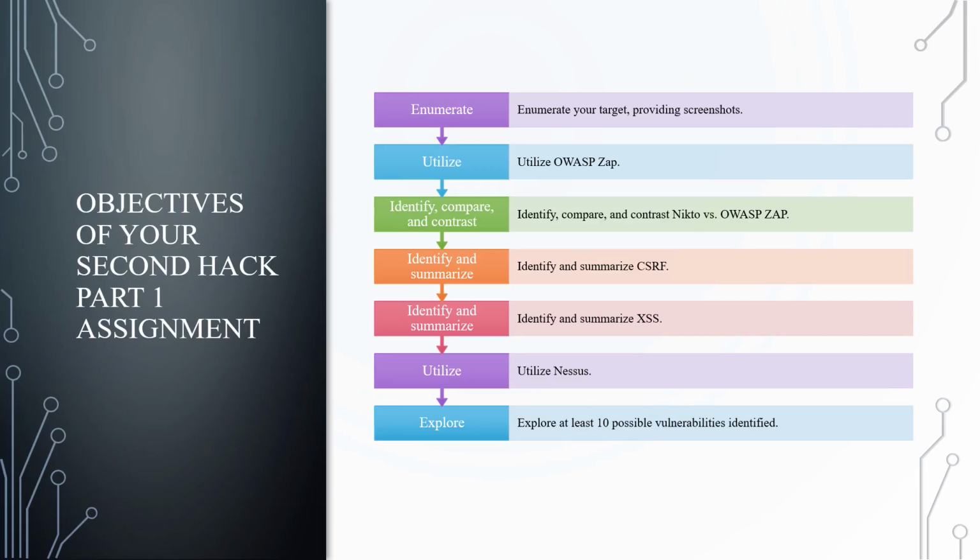The objectives for our second hack, Part 1, are to enumerate the target and provide screenshots, utilize OWASP ZAP, identify, compare, and contrast Nikto versus OWASP ZAP, identify and summarize CSRF, identify and summarize XSS, utilize Nexus, and explore at least 10 possible vulnerabilities identified during the vulnerability testing.